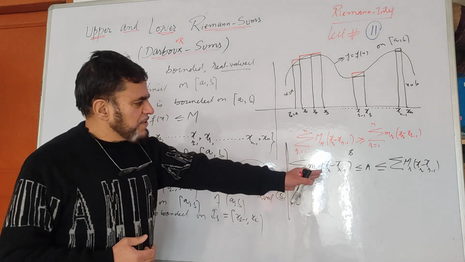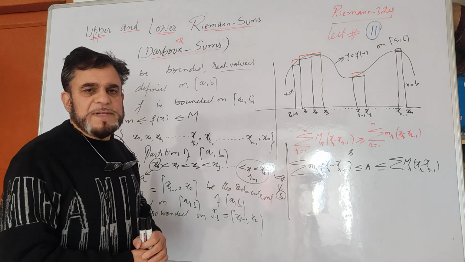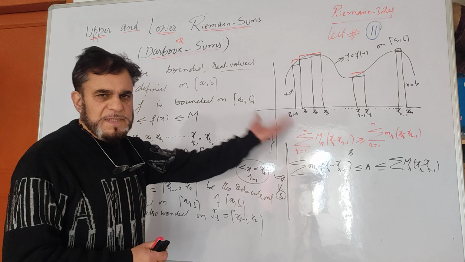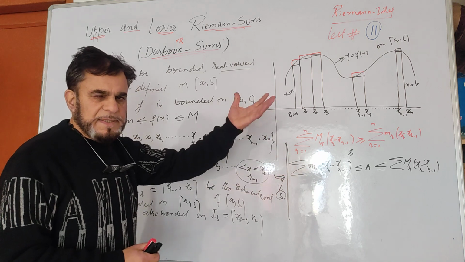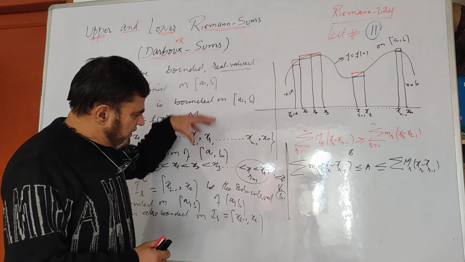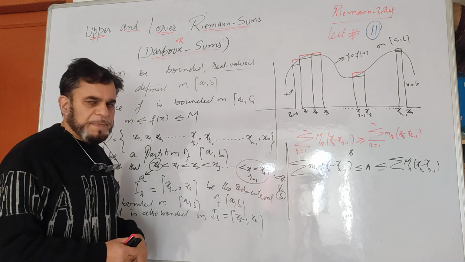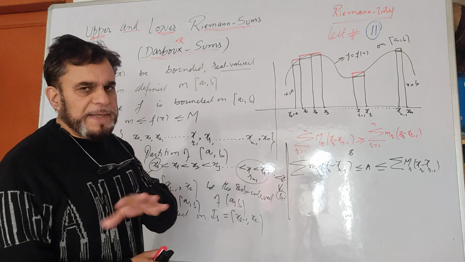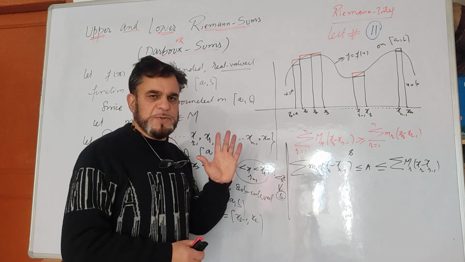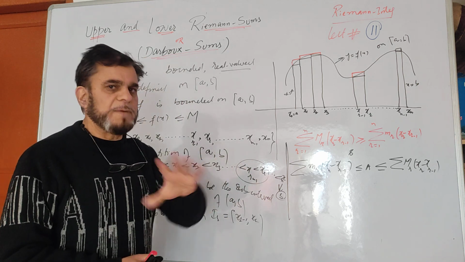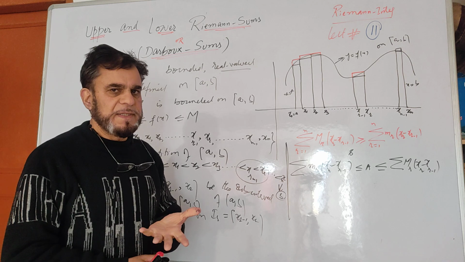And accordingly we define what is called the lower Riemann sum and upper Riemann sum. It is the recapitulation of what you did in lecture number 10. We are writing it again, now giving the formal definition of lower sum and upper sum. In lecture number 10, I explained how lower sums and upper sums come, where they are generated from.